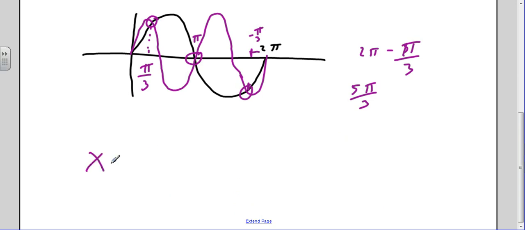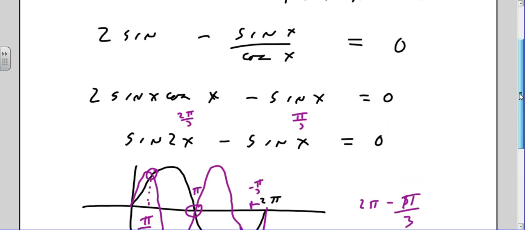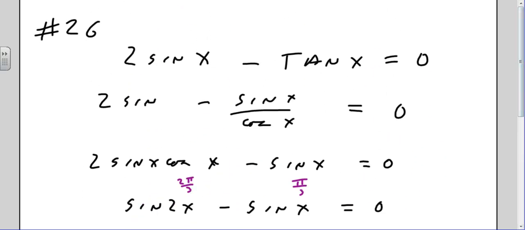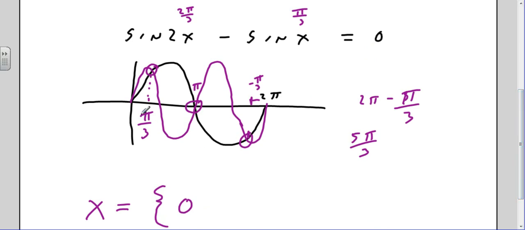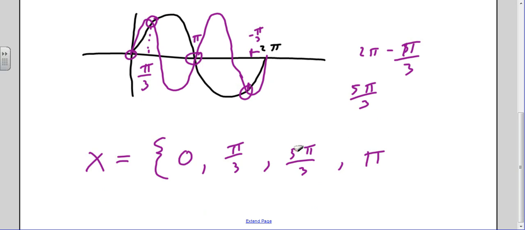Okay, so I'm going to say x is equal to the solution set. 0? Well, 0 also works. Yeah, we're going to have to include 0. So there's another point right there. 0, pi over 3, 5 pi over 3, and pi. And we'd want to write those in order, so we want pi first. So we want pi, 5 pi over 3.